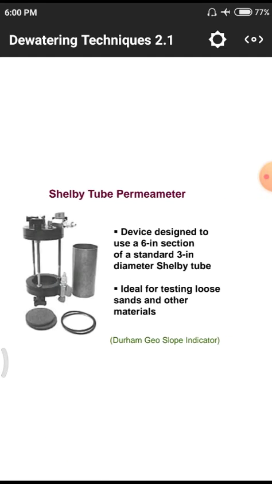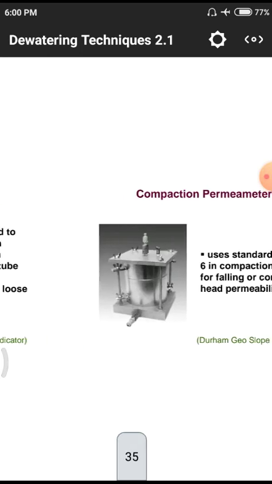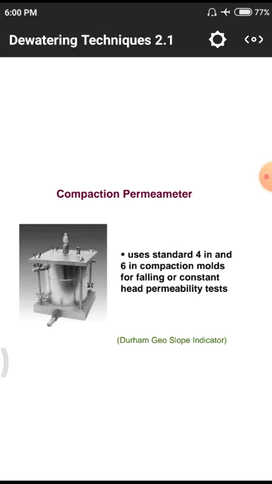Next one is the Shelby tube parameter. It is not in our syllabus. Next one, compaction permeameter. That means the permeability test you have to do in this compaction permeameter. It withstands 4 inch and 6 inch compaction moulds for falling and constant head permeability tests. Normally in our lab we have constant head permeability tests. Simply, the soil has some amount of water content. By applying loads onto the structure, how will the soil behave due to the application of load under some amount of water? All those things we have to observe.